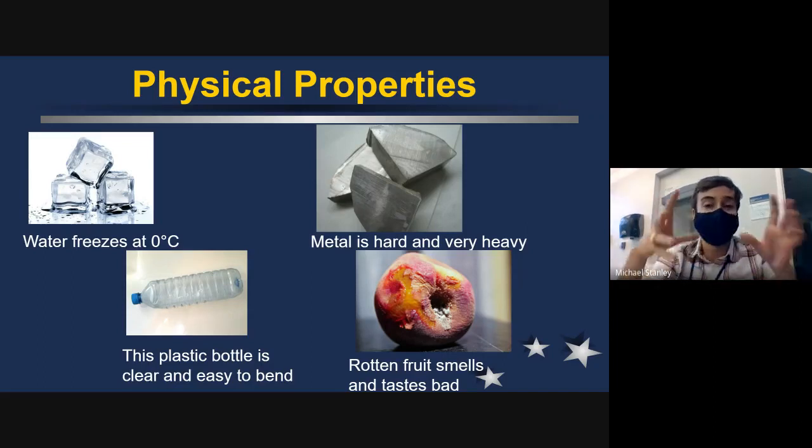So they're the physical descriptors. If you're going to describe what something looked like to somebody else or what it smelled like, you would be describing its physical properties.